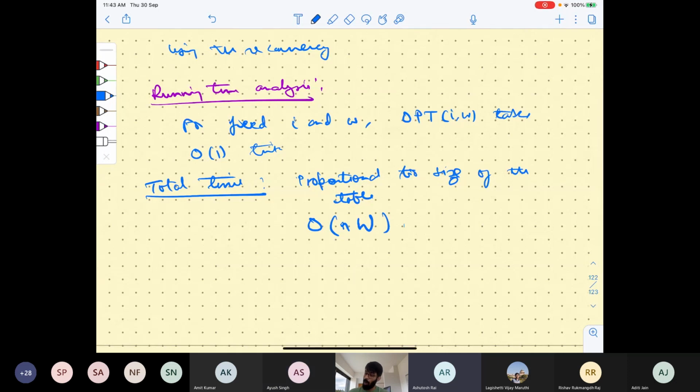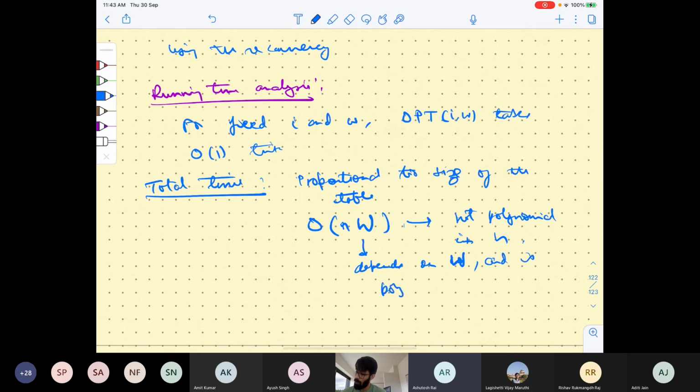But this is not exactly polynomial in n, right? Which is our input size. It depends on W also, and is polynomial in W, which is the biggest number, like, if you sum these numbers up. So this kind of algorithm is called a pseudo polynomial time algorithm. It is not exactly polynomial. Why? Because the W that we are getting does not really represent the size of the input.